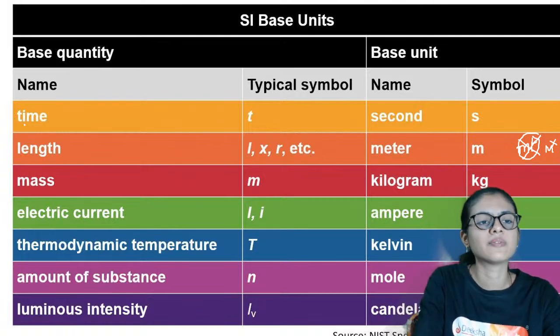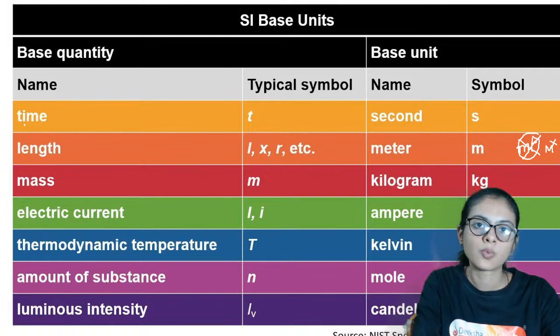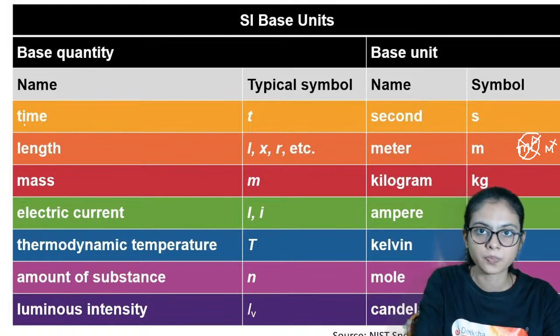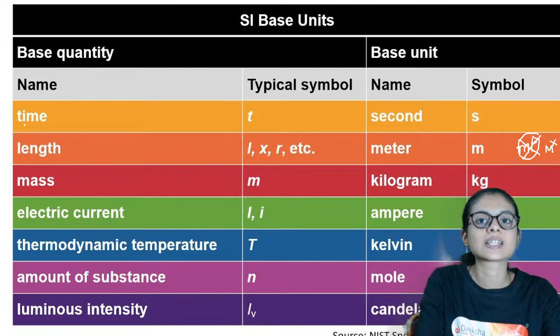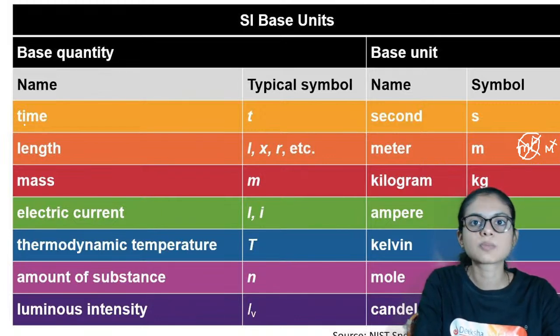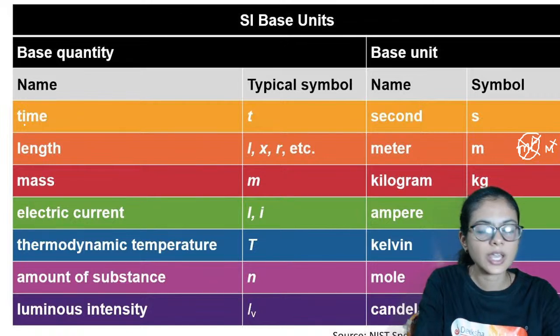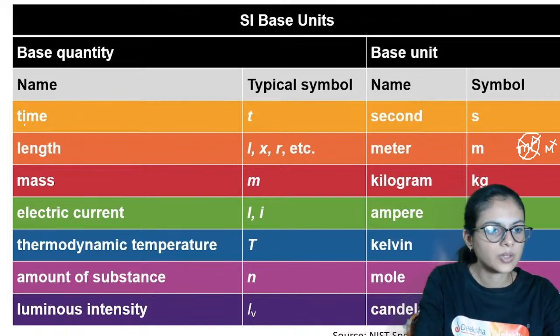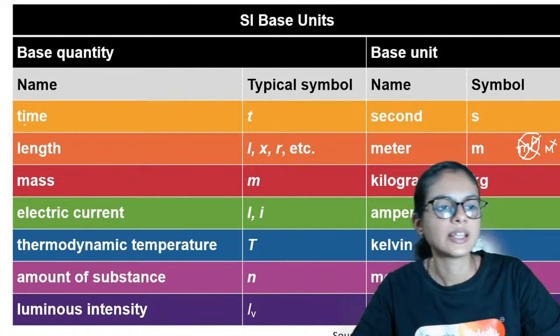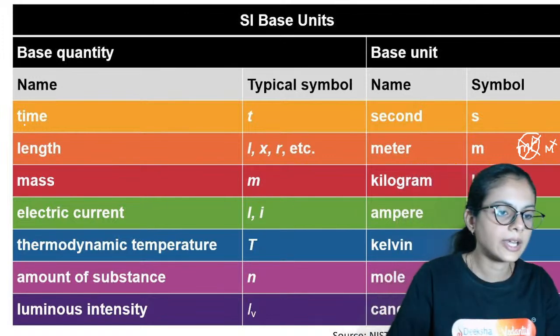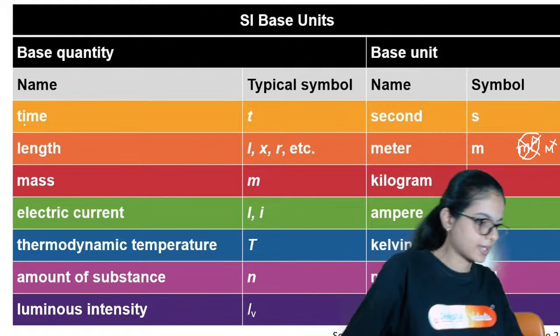In the question, if it is given that a vehicle is traveling with the speed of 100 meter per second for 6 minutes, what is the distance traveled by it? You should not use the 6 as it is. What you should do is convert it into seconds. You can just multiply: 1 minute is equal to 60 seconds, so 6 minutes is equal to 6 into 60 seconds. Is it clear?